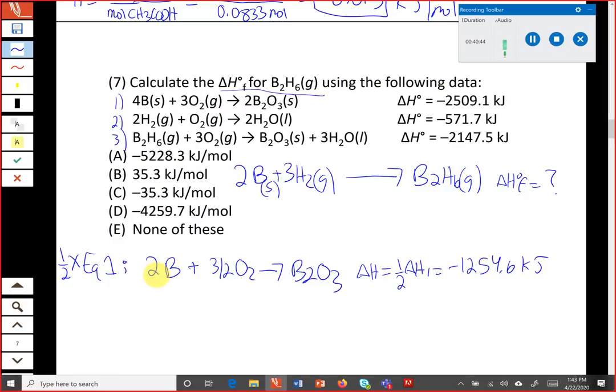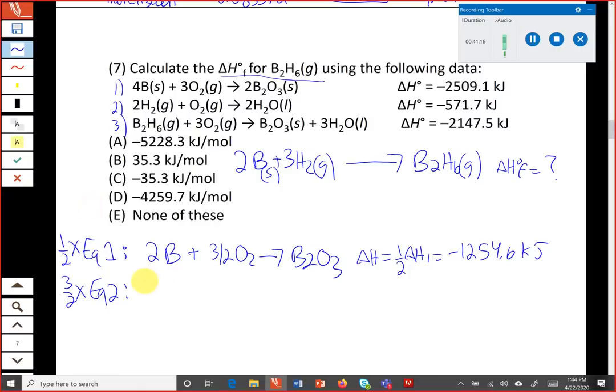So now we have 2 borons on the reactant side. We also want to have 3 H2s on the reactant side. H2 only shows up in the second given equation, where it has a coefficient of 2. We want a coefficient of 3, so we're going to take the second equation and multiply it by 3/2, or 1.5. So 3/2 times equation 2 is going to give us the correct coefficient for hydrogen, 3, which is what we want.